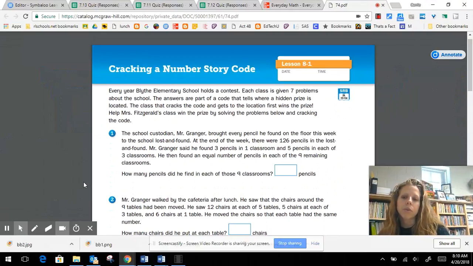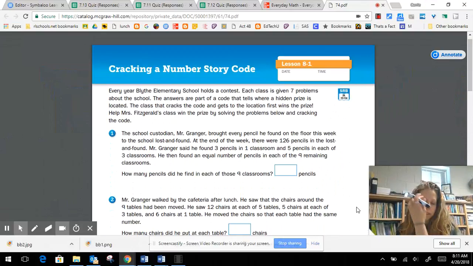So number 1, the school custodian, Mr. Granger, brought every pencil he found on the floor this week to the school lost and found. At the end of the week, there were 126 pencils in the lost and found. Mr. Granger said he found 3 pencils in one classroom and 5 pencils in each of the 3 classrooms. He then found an equal number of pencils in each of the 9 remaining classrooms. So how many pencils did he find in each of those 9 classrooms?